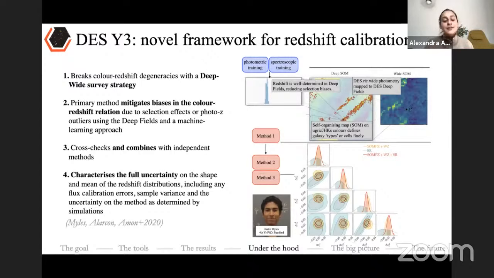And then we accounted for uncertainties in kind of a new way, where we accounted for the full uncertainty of the redshift distribution, and characterized all the sources of uncertainty that we could think of. And this was an enormous effort, primarily led by Justin Myles, who's a grad student at Stanford that I co-advise with Daniel Gruen.